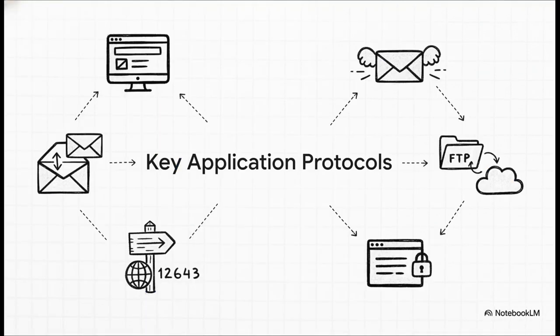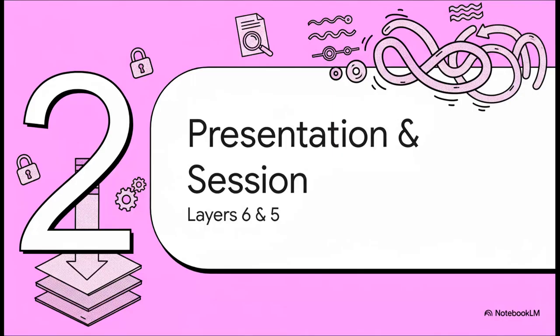And it does this using a set of rules, or what we call protocols. You see their names all the time: HTTP for websites, SMTP for sending out your emails. But probably the most important one is DNS, the domain name system. It's literally the internet's phone book. It's the thing that translates a simple website name like google.com into a numerical IP address that computers can actually understand and find.